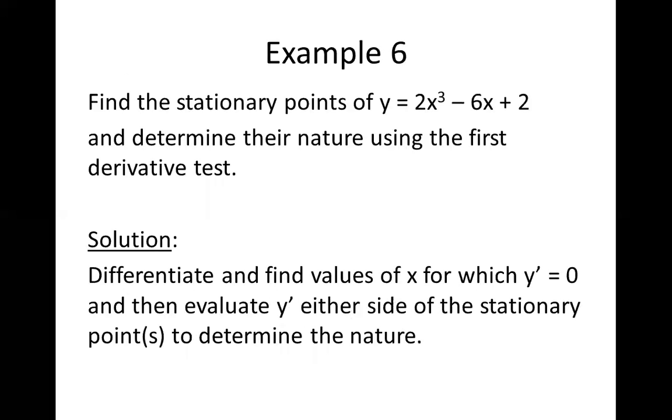For example, find the stationary points of y equals 2x cubed minus 6x plus 2 and determine their nature using the first derivative test. Solution. Differentiate it and find values of x for which y derivative is 0, and then evaluate y derivative at the side of the stationary point to determine the nature.